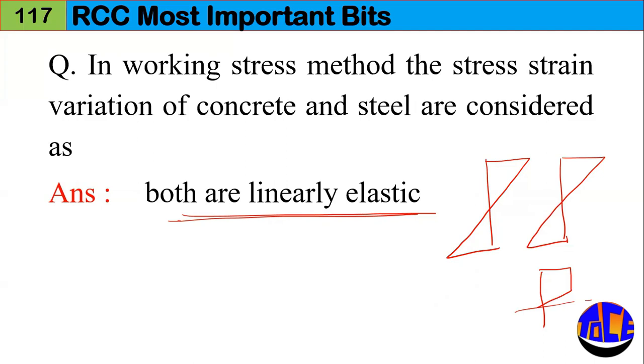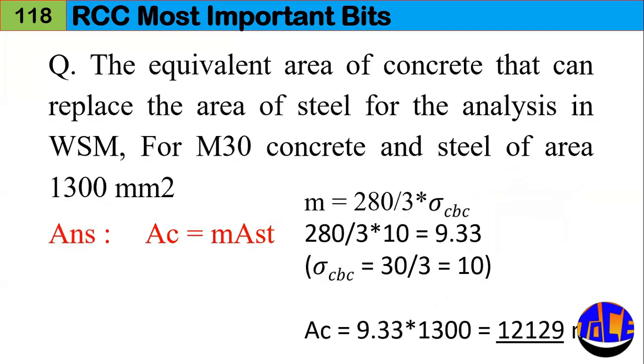Question number 118. The equivalent area of concrete that can replace the area of steel for the analysis in working stress method for M30 concrete and steel of area 1300 mm square.